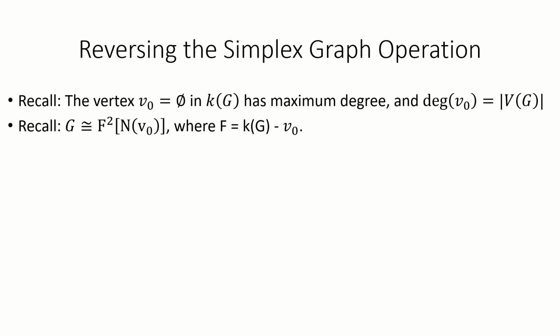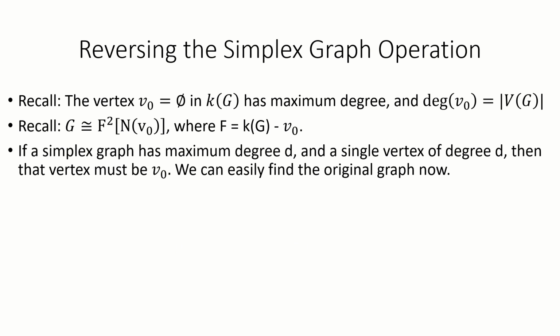This is why the previous result on maximum degrees of vertices in simplex graphs is useful. If a simplex graph has maximum degree d, and it has a single vertex of degree d, then we know right away that vertex is the zero-click vertex, and we can find the original graph structure using the process we just described.